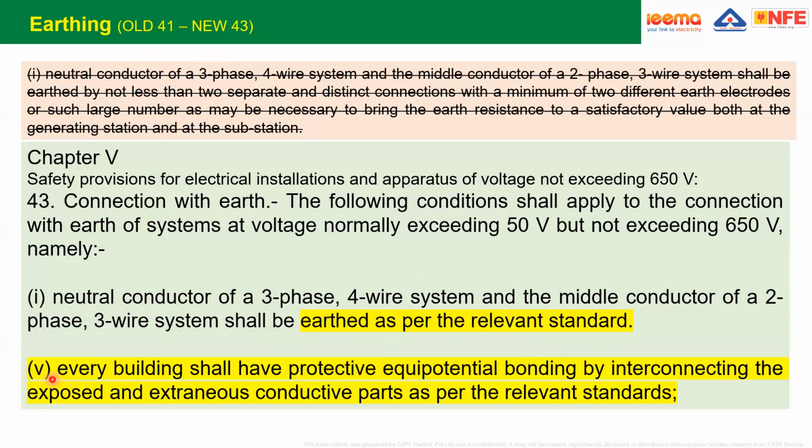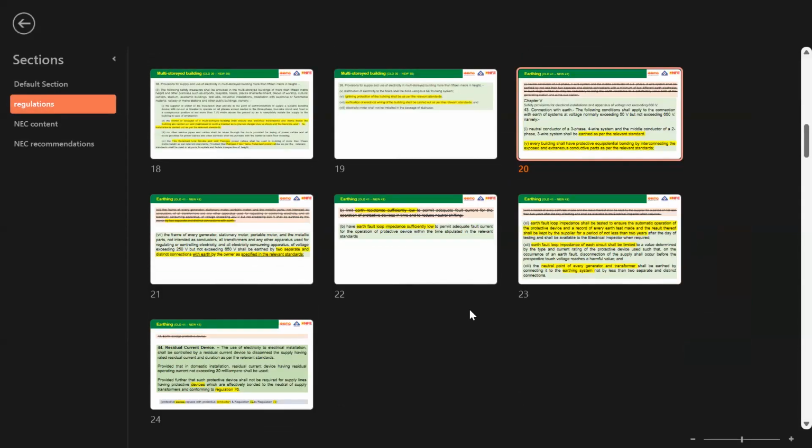Now, very important, please note this. Every building shall have protective equipotential bonding by interconnecting the exposed and extraneous conductive parts as per the relevant standard. Every building, irrespective of the size, shall have protective equipotential bonding by interconnecting exposed and extraneous conductive parts as per the relevant standard. I will just show a picture of how it looks.